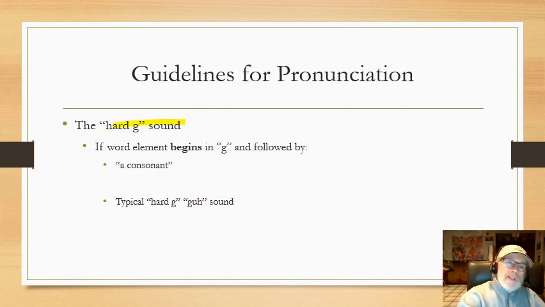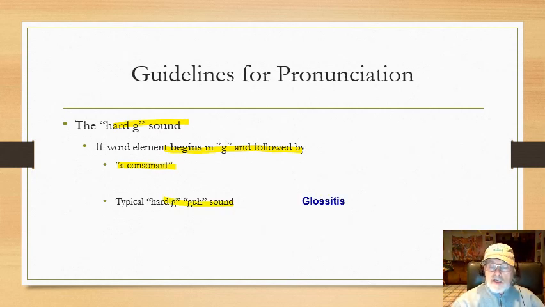Another hard G sound would be if a word element begins in G and is followed by a consonant. Okay, it's a typical G sound as well. Let's get some examples of that. Glossitis. Glosso means tongue, so itis we know means inflammation.